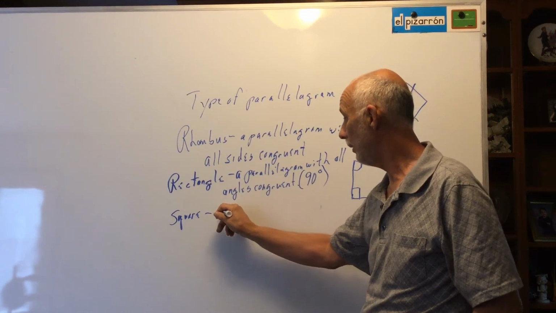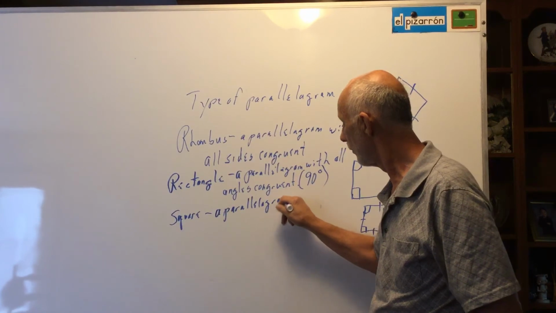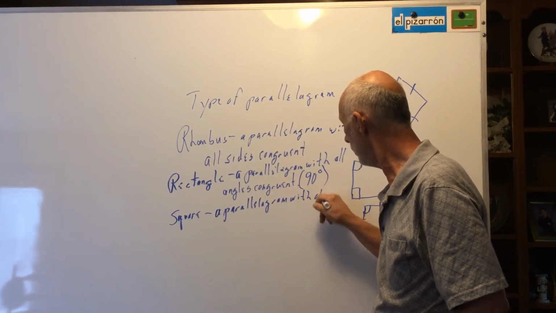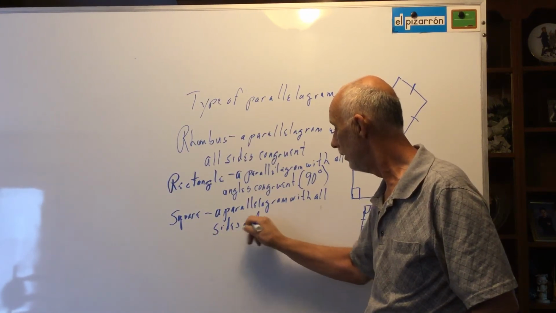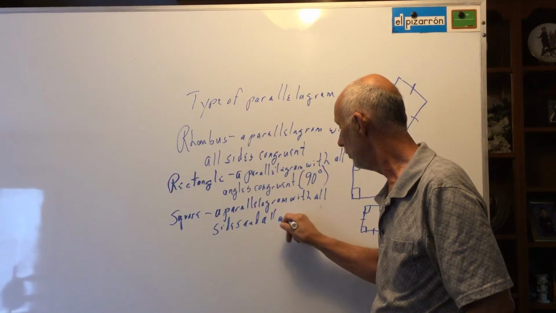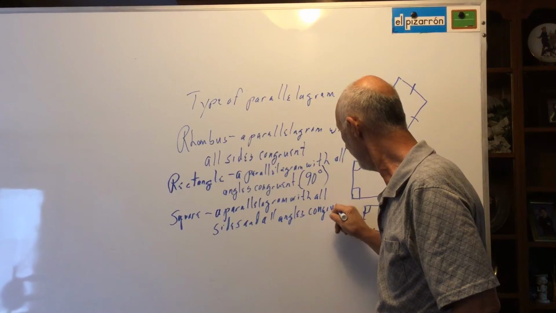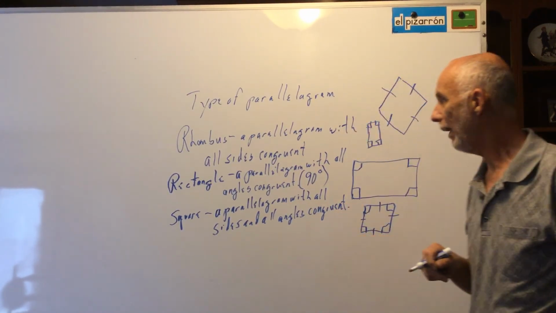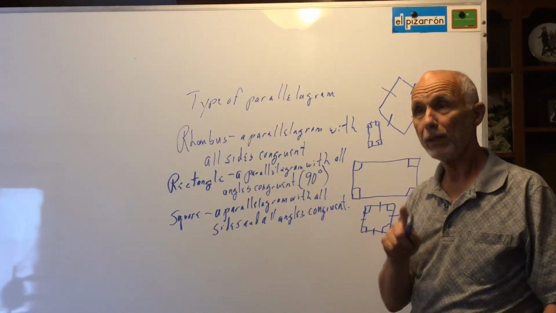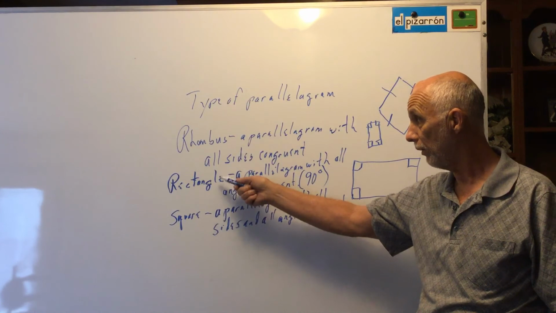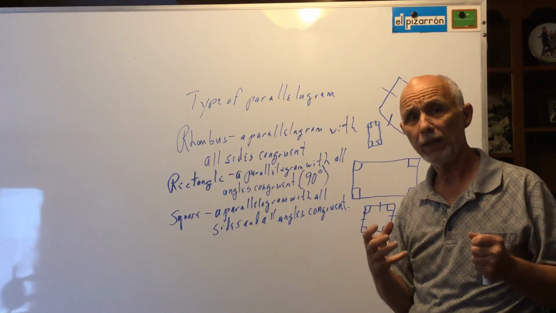Because a square is a parallelogram with all sides and all angles congruent. And again, that means a square is a rhombus and a square is a rectangle. But it doesn't mean a rhombus has to be a square and a rectangle has to be a square. So the wording is very important there.